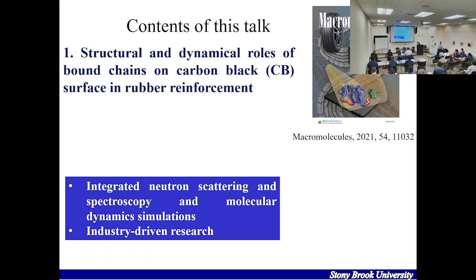Okay, so today I want to show you how we use the neutron scattering, especially neutron spin echo, neutron backscattering, to see or to highlight the structure of the bound rubber here. This is a neutron beam, and from there we can get the structure and the dynamics information.